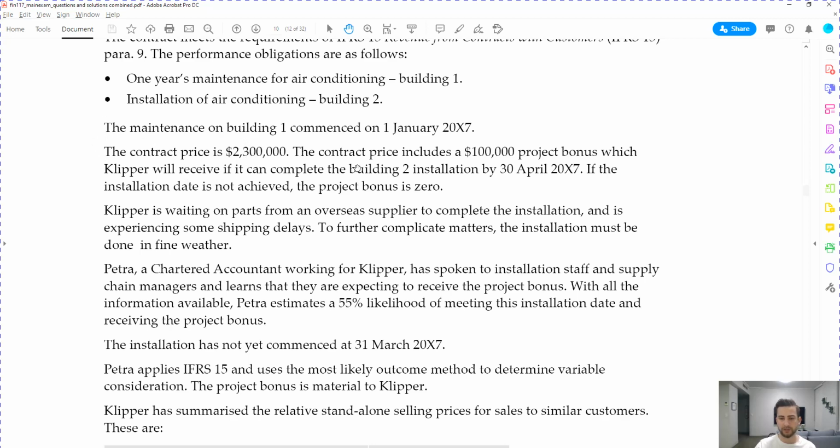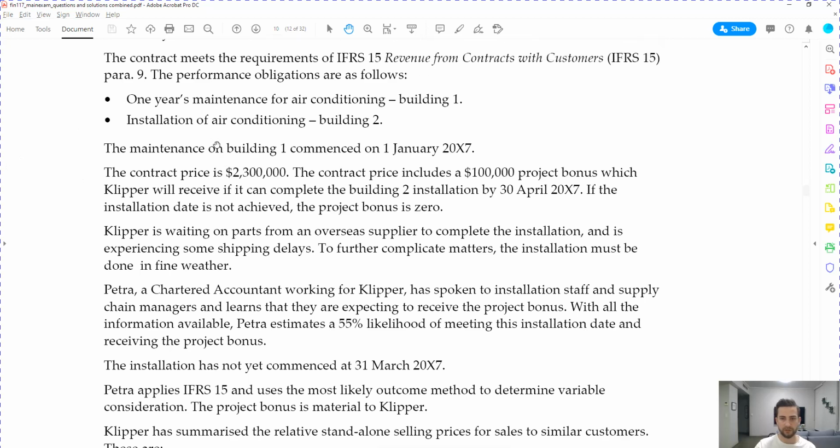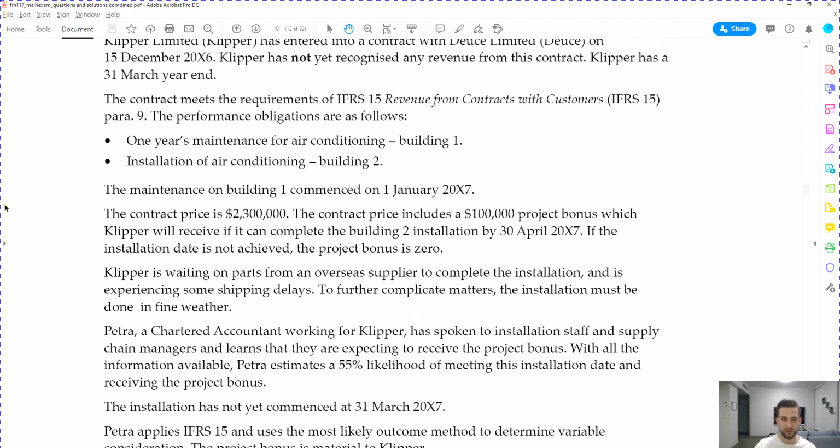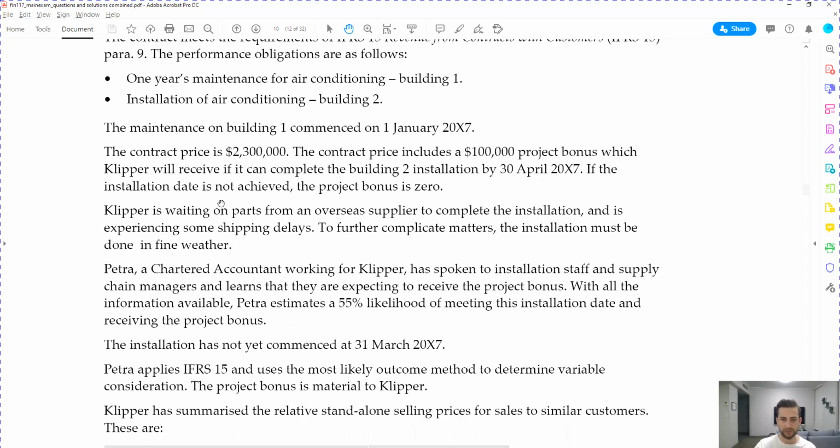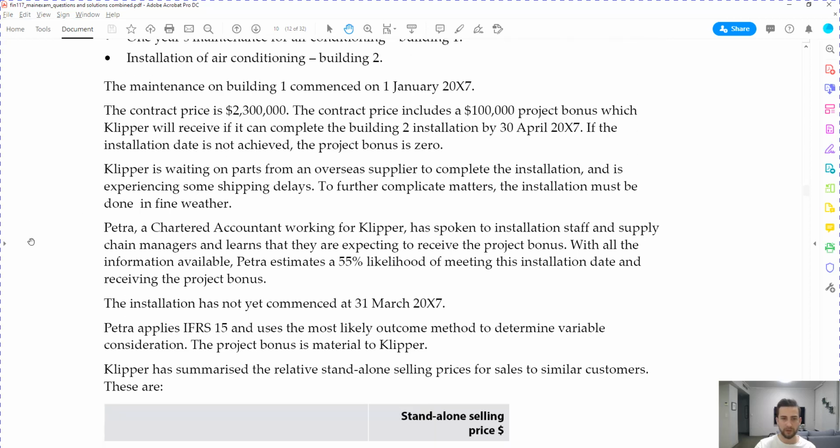The contract price includes a $100,000 project bonus, which Clipper will receive if it completes the building 2 installation by 30 April 2017. If the installation date is not achieved, the project bonus is 0. Clipper is waiting on some parts from an overseas supplier to complete the installation and is experiencing some shipping delays. To further complicate matters, the installation must be done in fine weather. Petra, a chartered accountant working for Clipper, has spoken to installation staff and supply chain managers and learns that they are expecting to receive the project bonus.